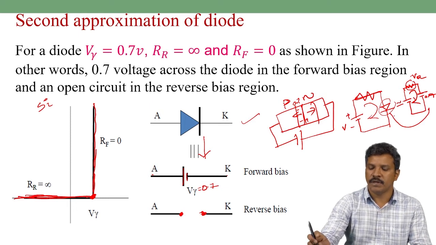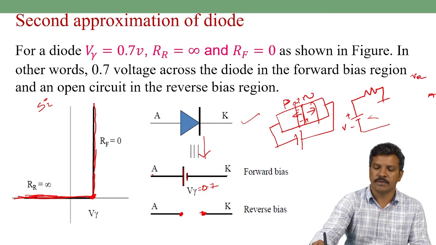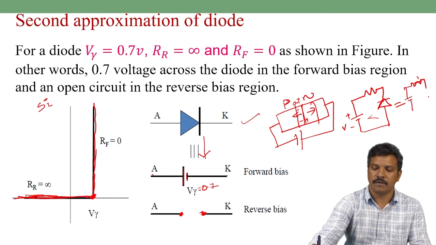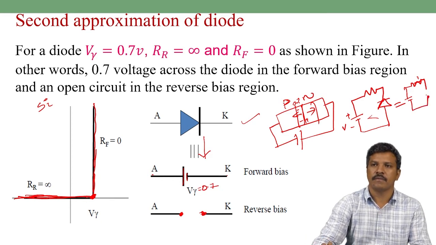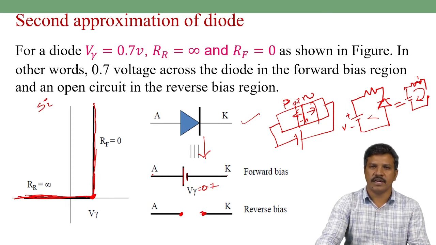So what is the best approximation for this case in reverse bias? Same network, reverse bias diode. In this approximation, we can simply say that it will act as an open circuit, so that the current flow in the network will be 0. So by taking this model, we can analyze that inside the circuit the current flow will be 0.